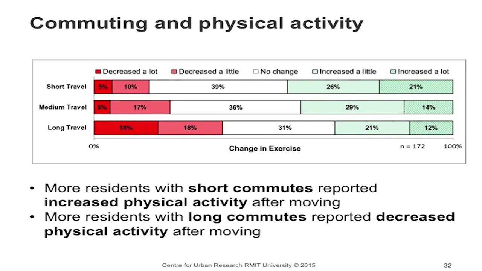So in the survey, we asked respondents about their change in the amount of exercise they did, which I had a slide up on before, and we explored this in relation to their commute time, where we had short, medium and long commutes. Short was less than 30 minutes, and long was 60 or more minutes, and medium was in the middle. And we found that long travellers more often reported a decrease in their exercise after moving to Saloundra Rise compared to short travellers and medium travellers.